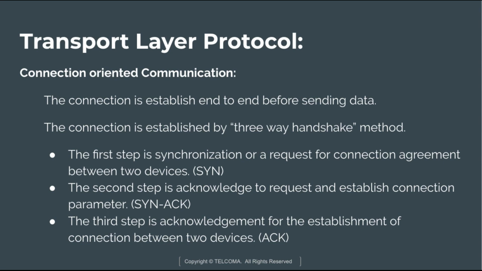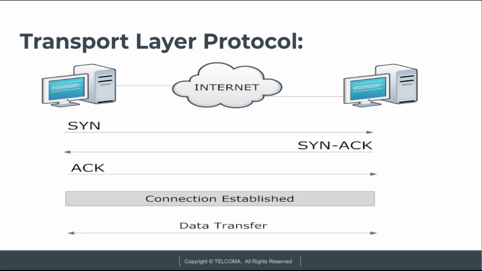The second step is acknowledging the request and establishing connection parameters, which is sent by using the message SYN ACK. And in the third step, it is the acknowledgement for the establishment of the connection between the two devices, sent by the message ACK. So this diagram is showing the three-way handshake method.